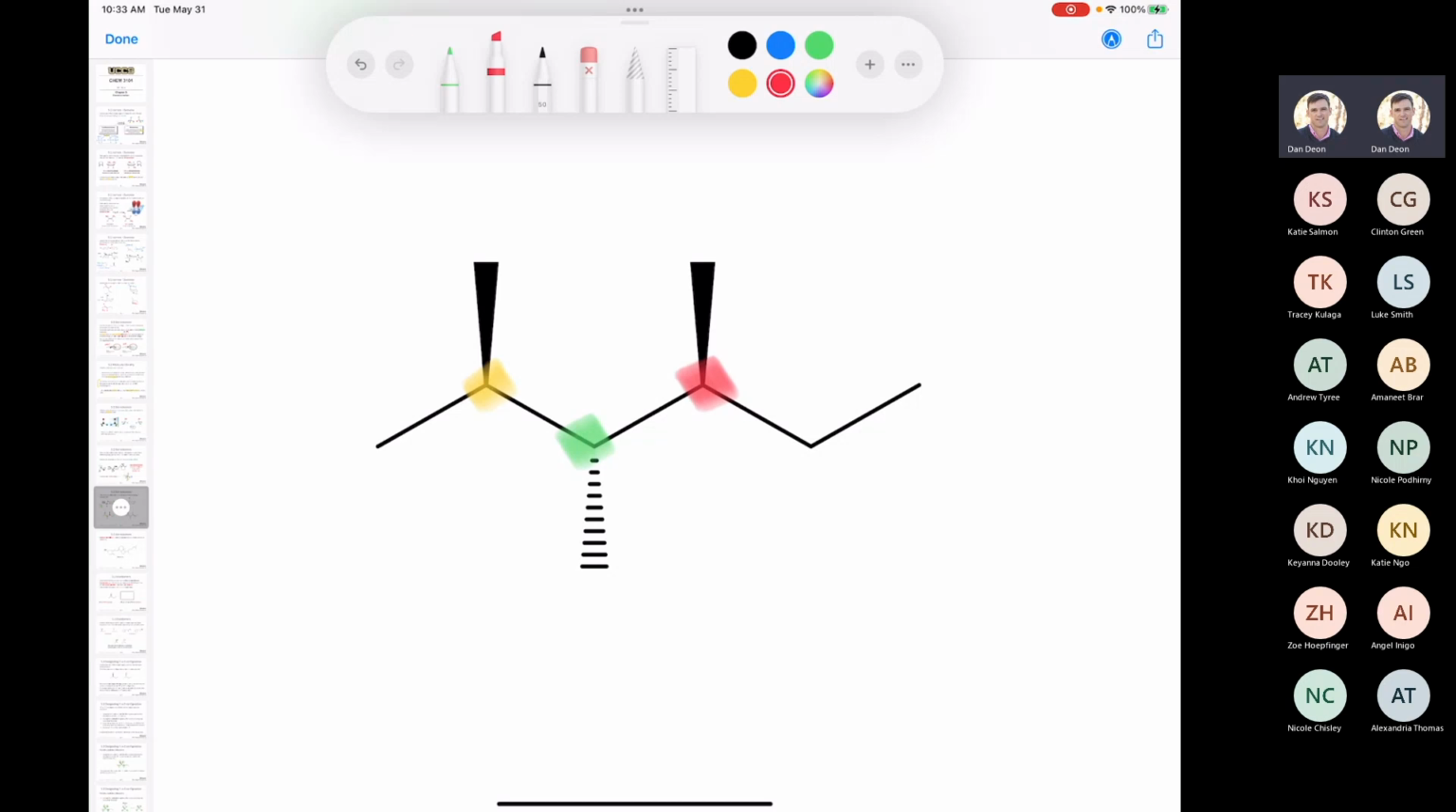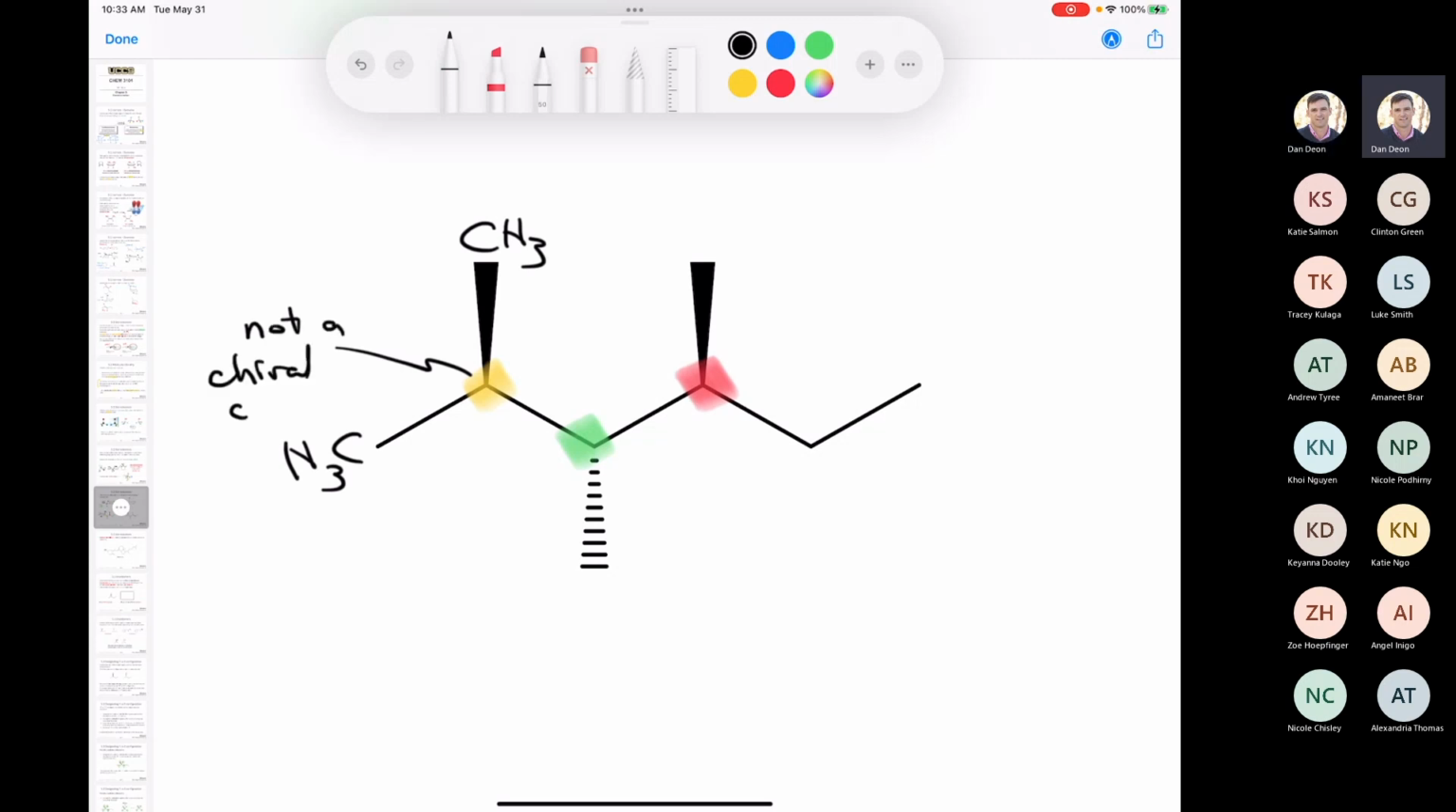Absolutely, absolutely. The green and the red, they're both stereocenters, aren't they? Yes. Why is the yellow not a stereocenter? Because it's attached to two groups that are identical. This is a methyl group, and this is a methyl group. Therefore, this is not a chiral center. Could not be a chiral center. Impossible. So I'm going to erase some of this stuff here.